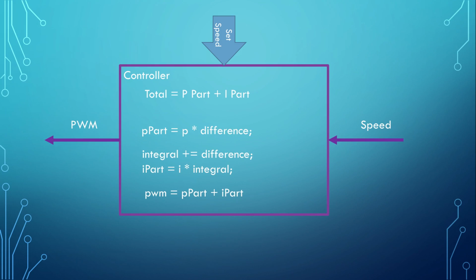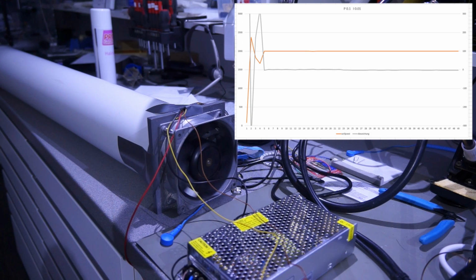The formula is enhanced by summing up all differences into the variable integral. Because the PWM signal is a sum of both parts, P and I, we call this formula PI controller. The integral part gets bigger and bigger if a constant difference exists and should close the gap of the P controller. To start our test with the PI controller, we use the same factor as before and add a small I factor. The system overshoots more, but the difference at the end is much smaller.